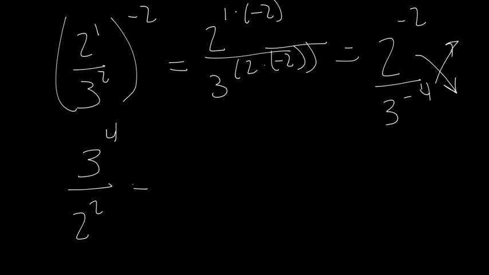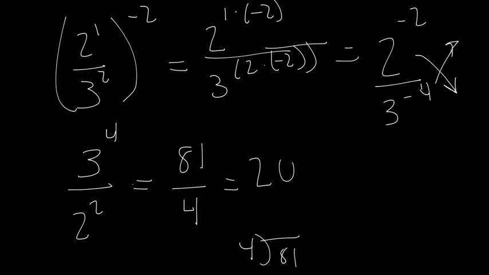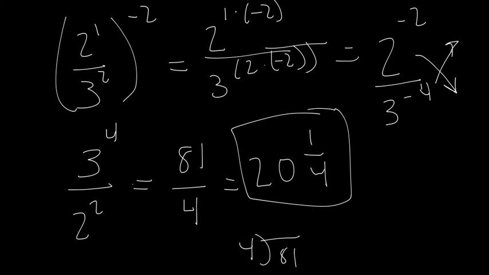the bottom. 3 to the 4th would be 3 times 3 times 3 times 3, which is going to give you an 81. 2 squared is 4. Is that completely simplified? Well, as far as exponents are concerned, yes, but it's a top-heavy fraction, so we should do the 4 goes into the 81 to convert to the mixed number. It goes in 20 times with 1 left over, so we end up with 20 1/4 as the final answer.